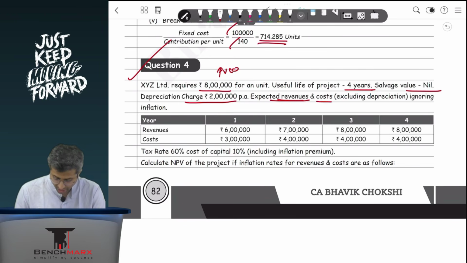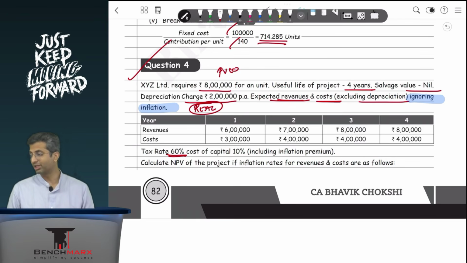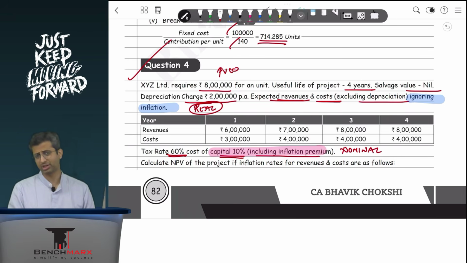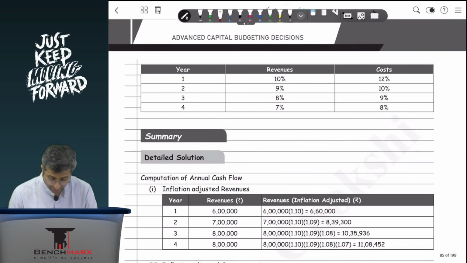Expected revenues and cost excluding depreciation, ignoring inflation, are given, which means these are real cash flows. Tax rate is given at 60%, which means depreciation is to be considered because depreciation will give you tax shield or tax savings. And cost of capital is 10%, clearly given including inflation premium, which means your cost of capital is nominal, but the cash flows are real. Okay, calculate NPV of the project if inflation rates for revenues and cost are as follows. So you have for each of the years different inflation rates.